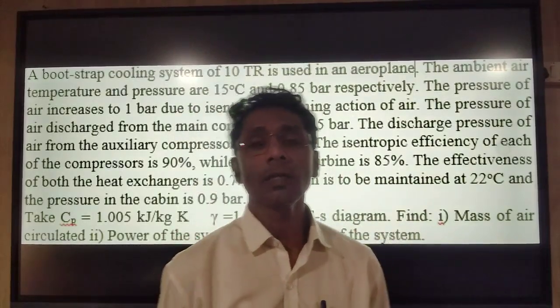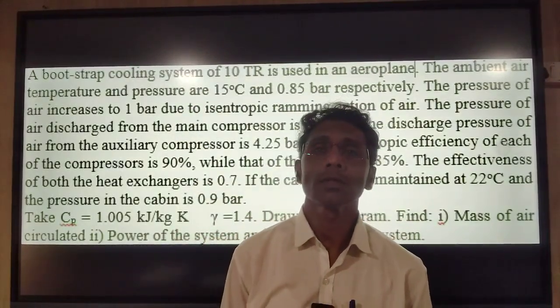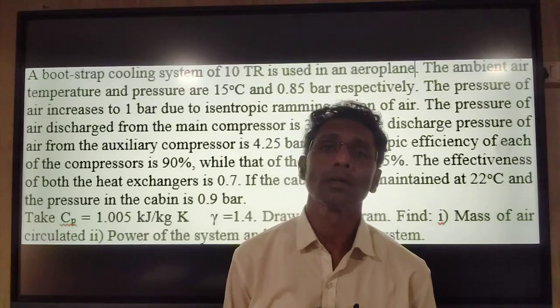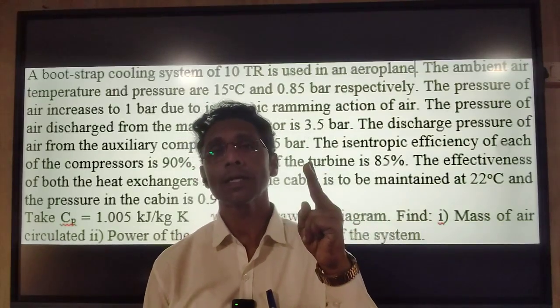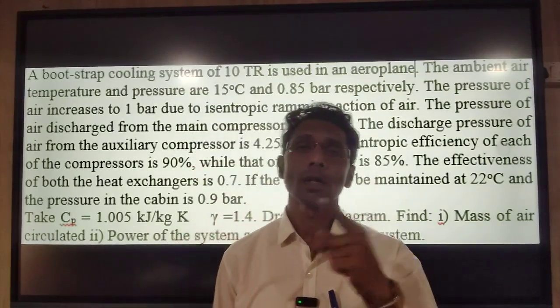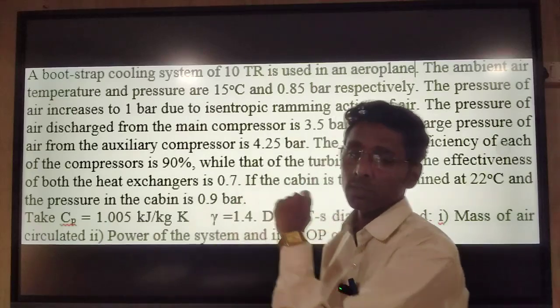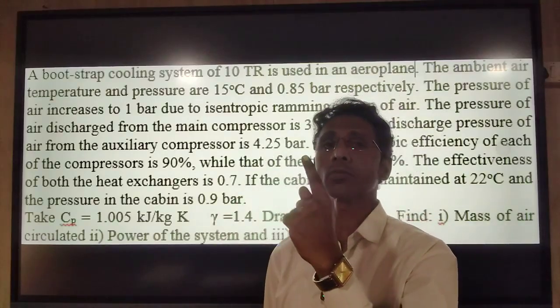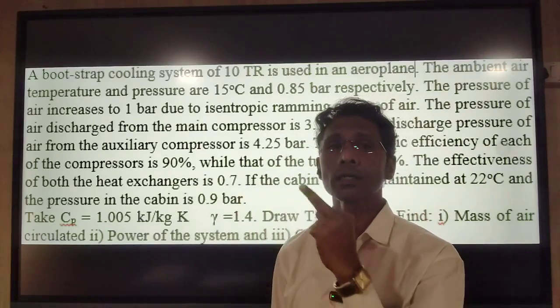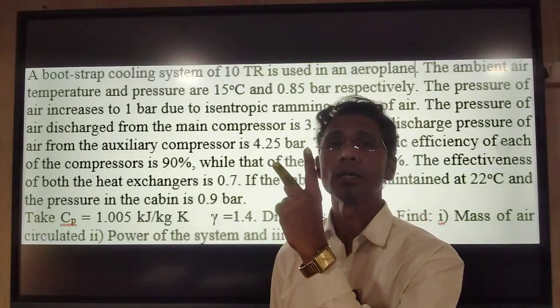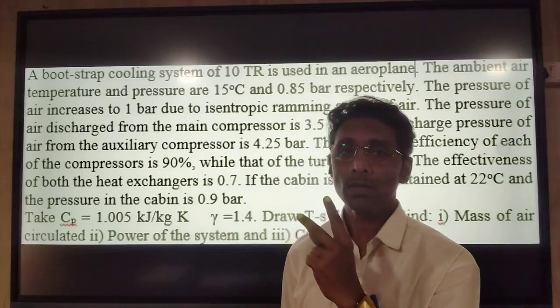We have seen in theory that a Bootstrap system is an advanced cycle of a simple air cooling system. In a simple air cooling system, one compressor and one heat exchanger is used. In a Bootstrap cooling system, there are two compressors. The first is called the main compressor, and the second is called the auxiliary compressor.